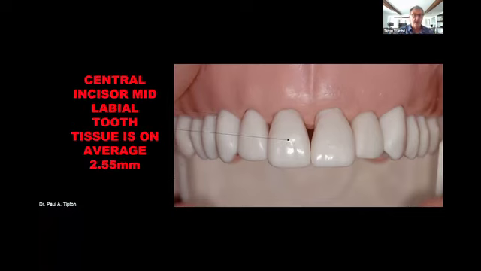When we're doing crown preparations generally, we must also remember how much tooth tissue there is in terms of enamel and dentine before we go into the pulp. So again, we have to understand that in the mid-labial position, on average for a central incisor, you've got about 2.5 millimeters of tooth tissue before you get into the pulp. Less on a lateral incisor, about 2.3, more on a canine, about 2.8, 2.9 millimeters.